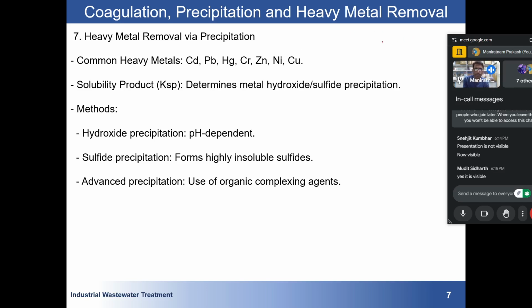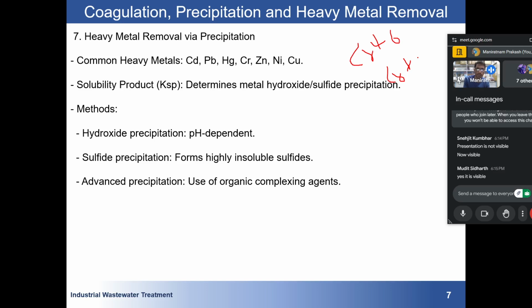For example, I will explain about chromium, and how chromium is removed. There are two forms of chromium, chromium plus 6 and chromium plus 3. There is a limit of total chromium in drinking water. There are also discharge limits, but I don't remember how much chromium can be discharged from one industry; you can see that at the CPCB.